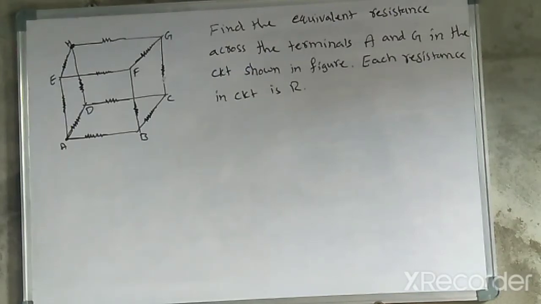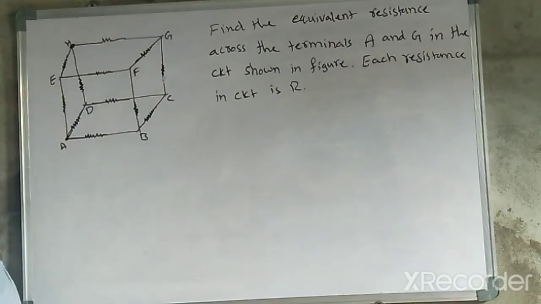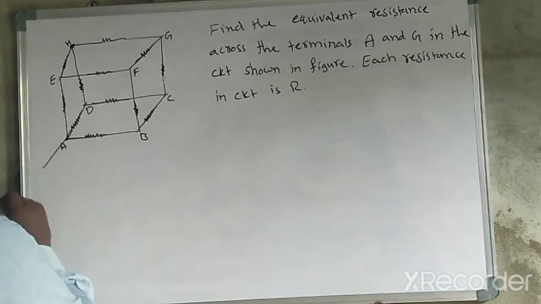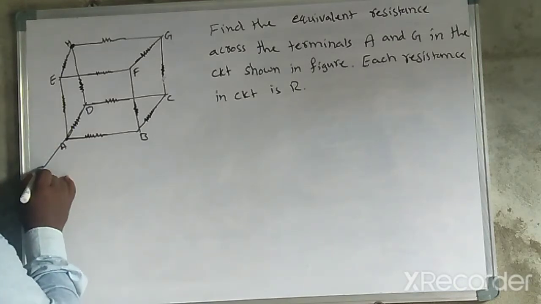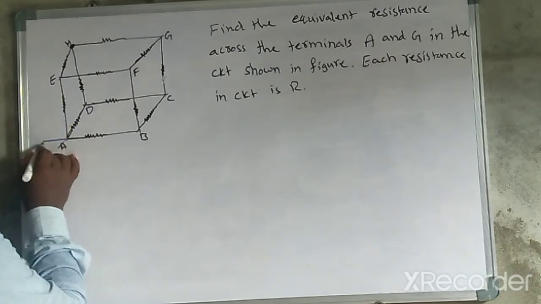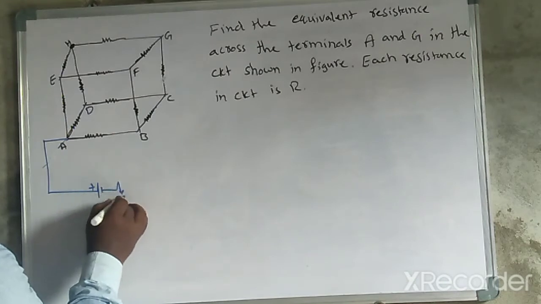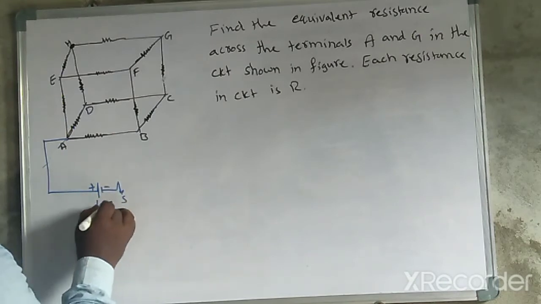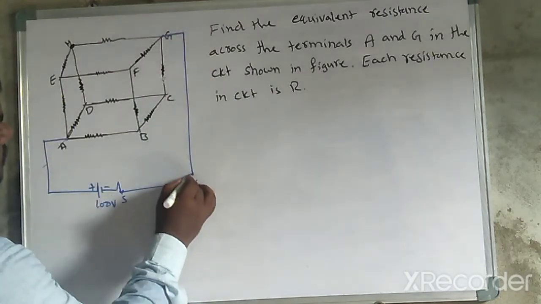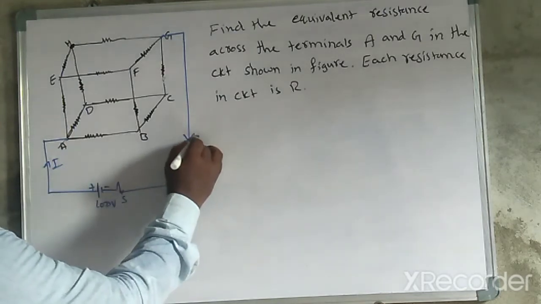Another important model: find the equivalent resistance across the terminals A and G. You may connect a battery between A and G. This is the positive, this is the negative, with a switch. Here a 100 volt battery, so you may connect it like this. When connected, the current here is I.